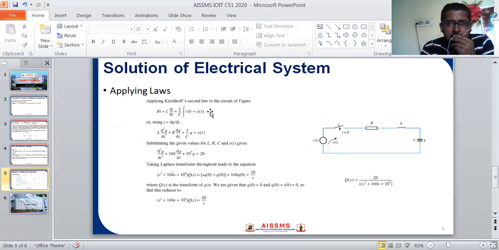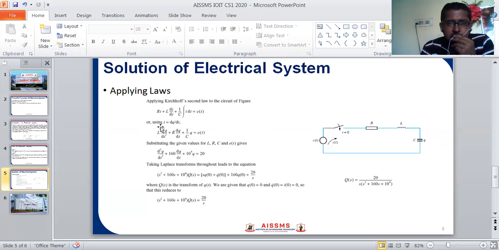Applying Kirchhoff's second law to this circuit, we find one equation: R into I, that is resistance into I. V equals IR, as we know, so this is the voltage. Then for the inductor, L di by dt, plus for the capacitor, 1 by C integration of I dt, that is the charging of the capacitor, from the integration of the current value. This is equal to E of t.